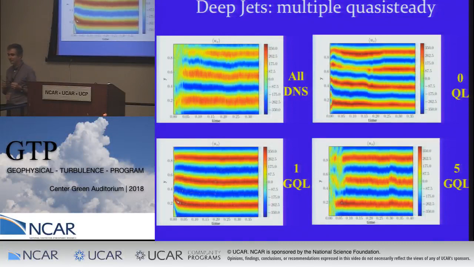So related to the last question, how do you initialize these? If you initialized it with the correct number of jets, would it stay there? Yeah, that's a good question. If you initialized GQL with 5 modes with the wrong number of jets, would it stay there?